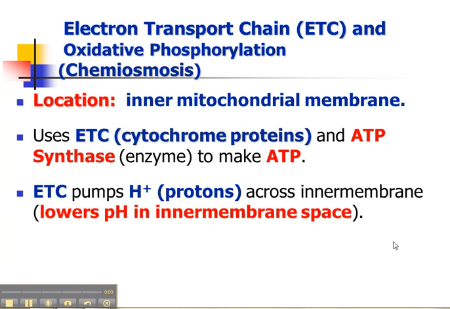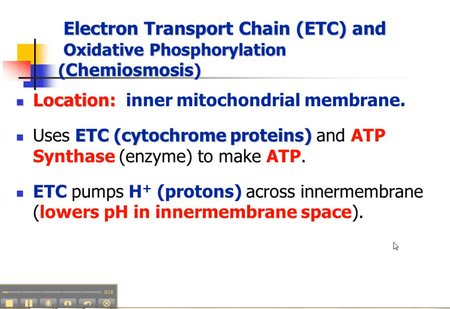Hi guys, here we are to talk about questions 59 through 63. So we're not quite done, but we're getting there. We're here to talk about our final stage of cell respiration, the electron transport chain. As a reminder, the first stage was glycolysis, the second stage was the Krebs cycle, and now the electron transport chain.